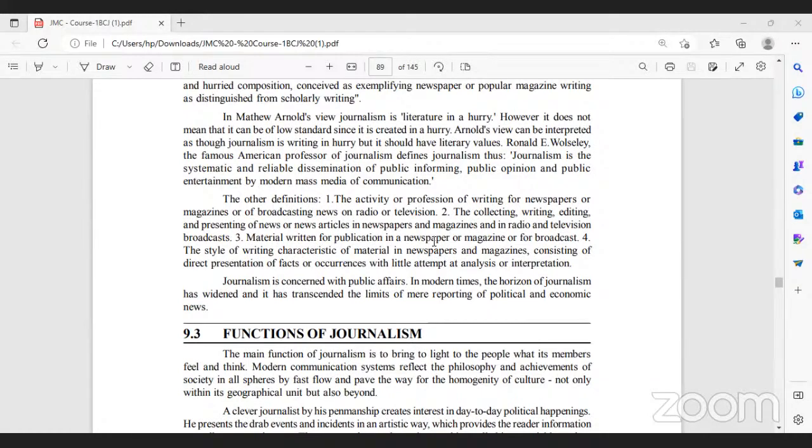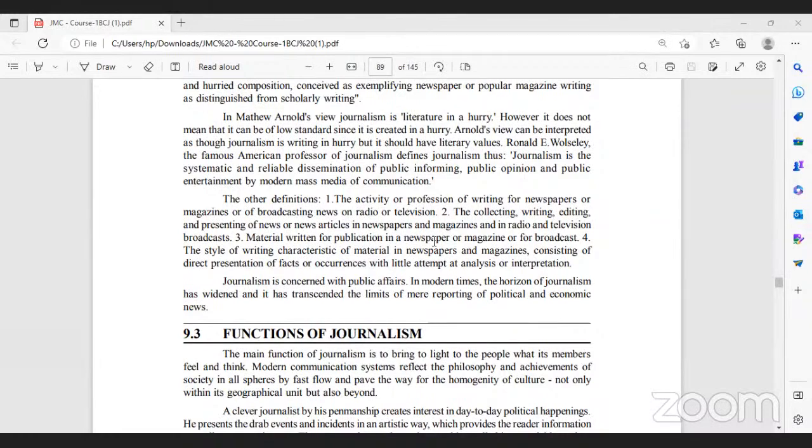The other definition is that it is material written for publication in a newspaper or magazine. The style of writing characteristic of material in newspapers and magazines consists of direct presentation of facts or occurrences with little attempt at analysis or interpretation. So the third one talks about its special characteristics: it has written material, and there is a direct presentation of facts. That is what the professor has said, that it has reliable dissemination. So it is basically based on facts and less on analysis or interpretation. Gradually, we see that editorials and such have analysis and interpretation also.